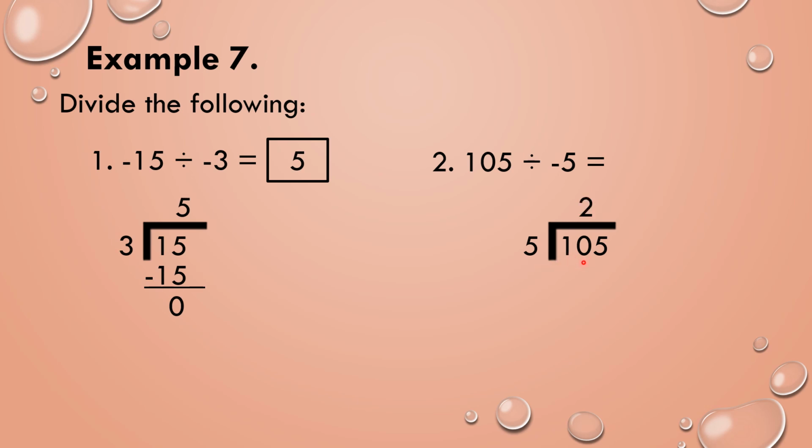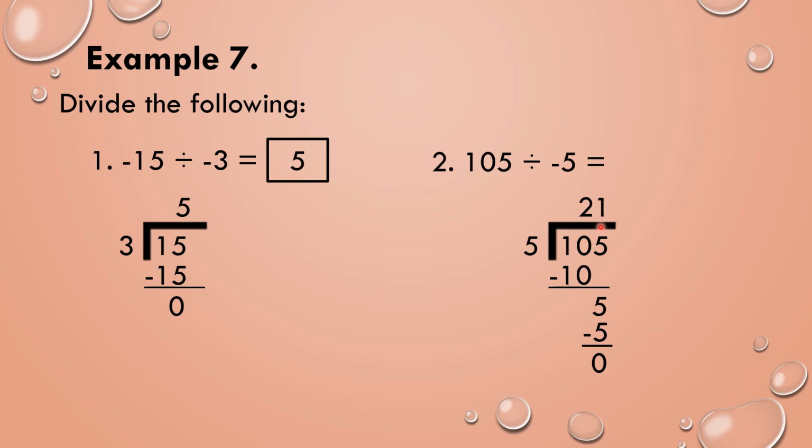Ilang 5 meron sa 10? So, that is 2. Yung 2, itatapat natin sa 0. Hindi sa 1, hindi sa 5. And then multiply. 2 times 5 is equal to 10. And then, let us subtract. 10 minus 10 is equal to 0. And then, since walang 0, i-bring down na natin yung 5. And then, divide. 5 divided by 5 is equal to 1. And then, 1 times 5 is equal to 5. And then, ima-minus natin yung 5 sa 5. 5 minus 5 is equal to 0. Therefore, the answer is 21.